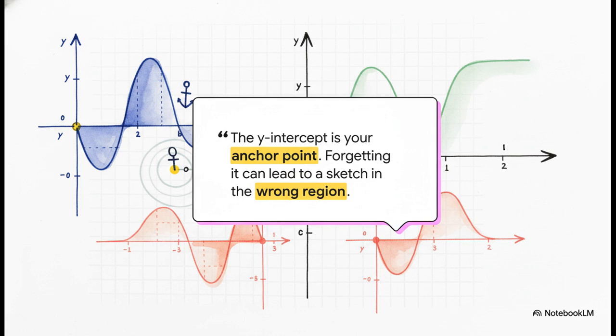And let's just come back to this quote from the source material, because it is so important. Forgetting that y-intercept is a huge pitfall. Without that anchor point, you might draw the curve between your zeros way too high or way too low, and that completely changes the look of the graph.